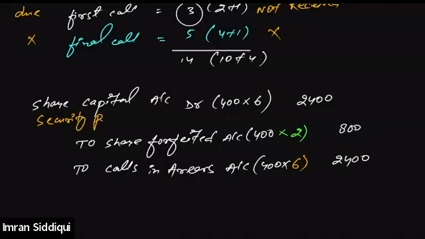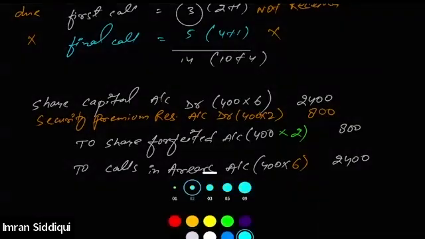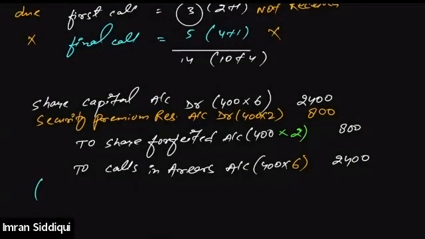Securities premium reserve account will be debited 400 into 2 rupees, since premium is still due: 1 rupee on allotment and 1 on first call. So 400 into 2, that means 800. All right. Is that clear, Alexander, to you?